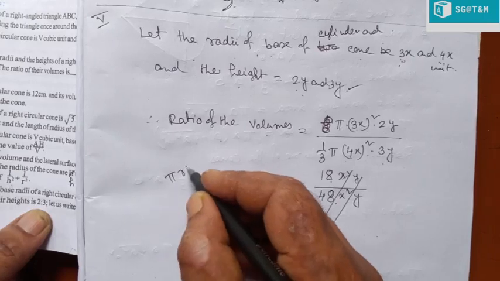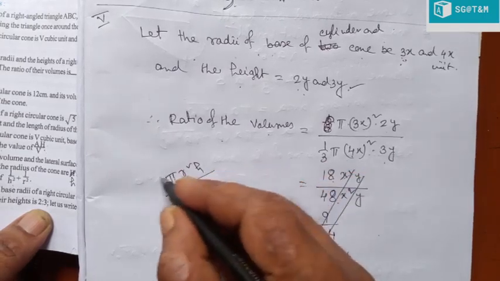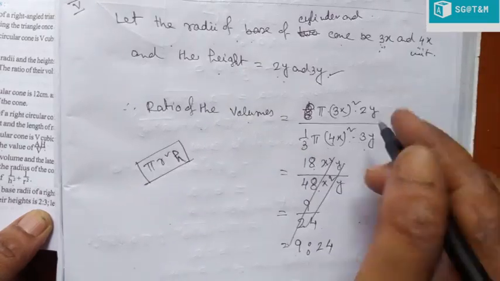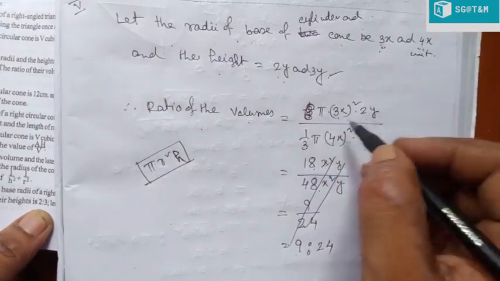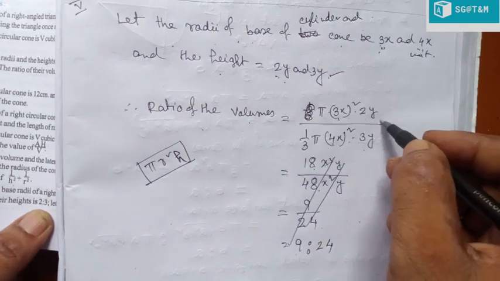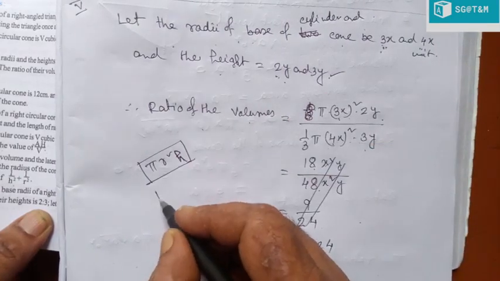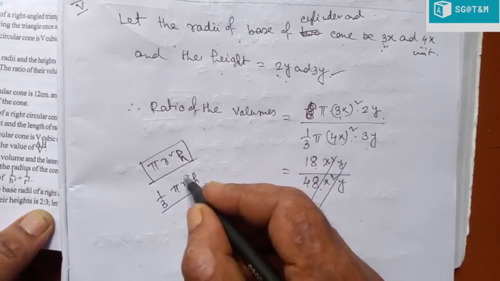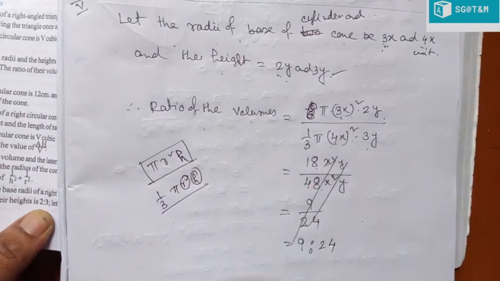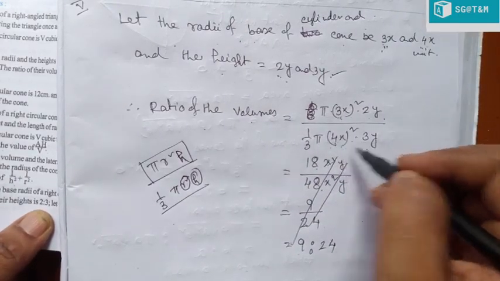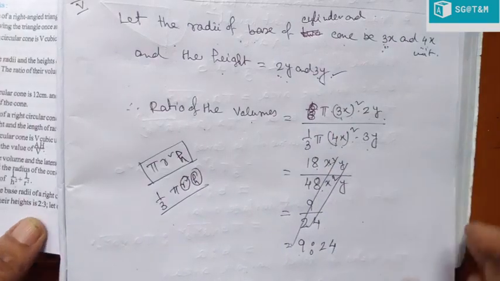So the radius of base of the cylinder is 3x, and for the ratio of their volumes, the volume of a cylinder is given by pi r square h, where r is the radius of base and h is the height. So pi into r is 3x, so 3x square into height 2y. And the volume of a cone is given by 1/3 pi r square h, where r is the radius of base and h is the height. So 1/3 pi, here the radius is 4x, so 4x square, and height is 3y, so into 3y.